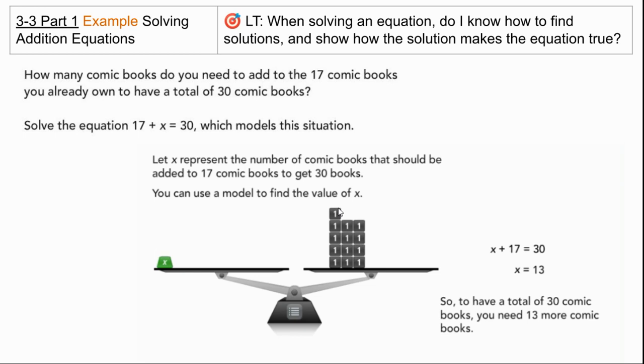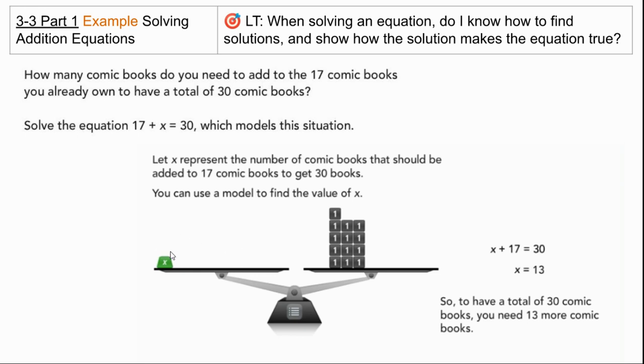Let's look at an example. So here's our part 1 example. How many comic books do you need to add to the 17 comic books you already own, to have a total of 30 comic books? So we're going to solve the equation 17 plus x equals 30, which models this situation. We're going to let x represent the number of comic books that should be added to 17 comic books to get 30. You can use a model to find the value of x.